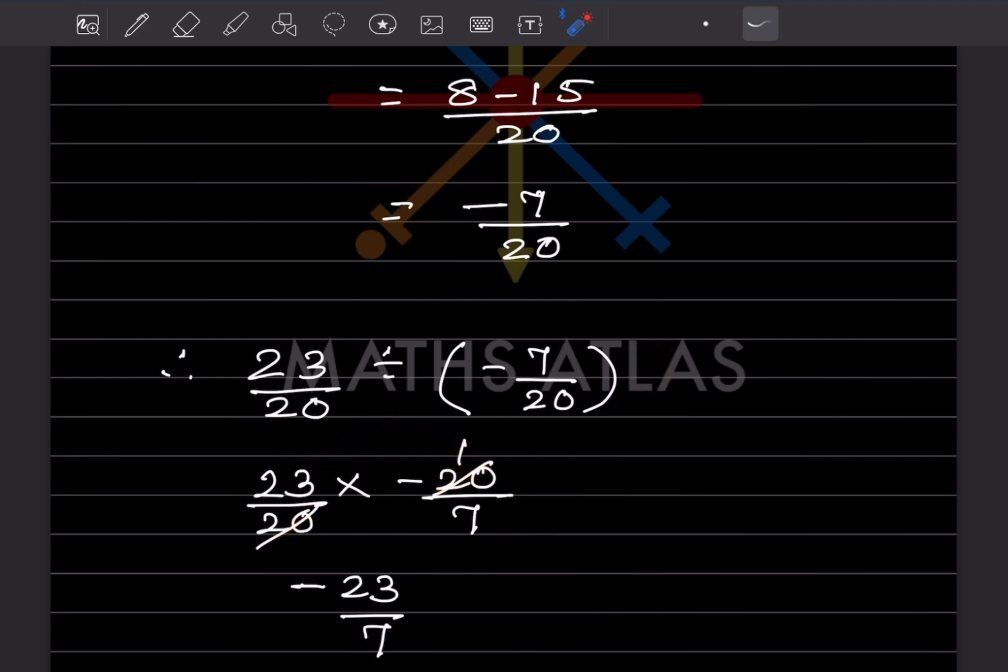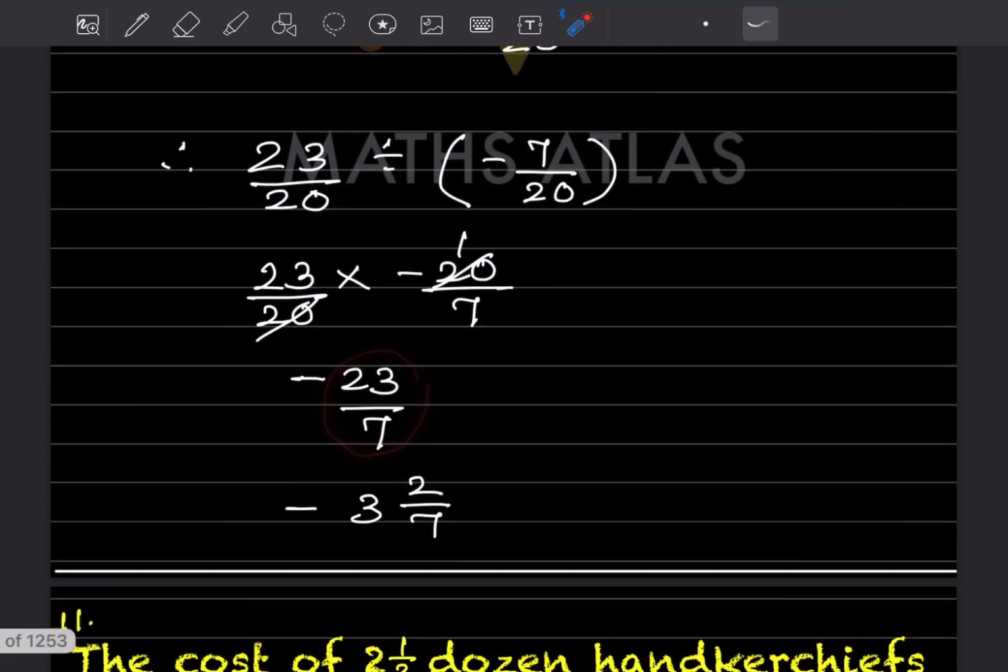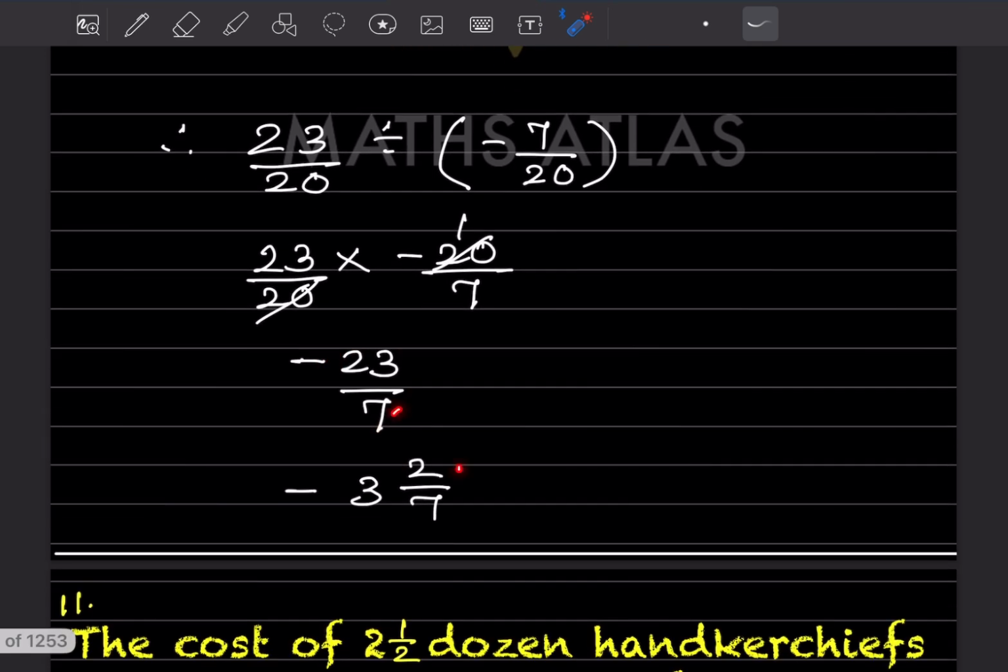So 23 by 7. Since this is an improper fraction, you will make it a mixed fraction. When you divide 23 by 7, you get 3 integer 2 by 7. And don't forget this sign.